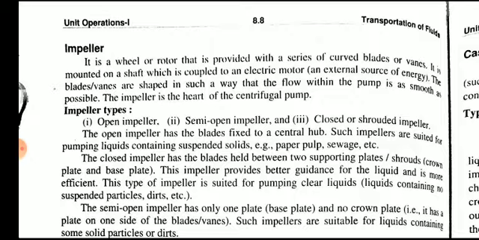The electric motor is an external source of energy. The blades or vanes are shaped in such a way that the flow within the pump is as smooth as possible, and the impeller is the heart of the centrifugal pump.